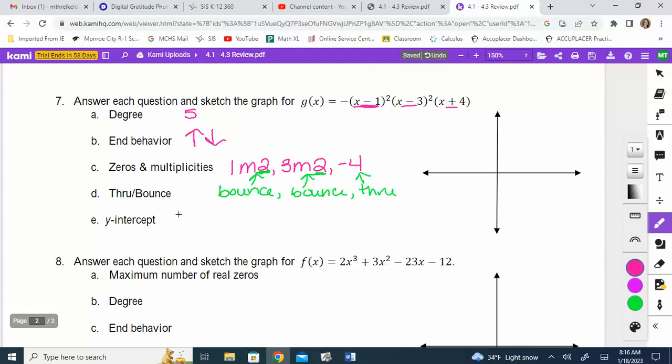Alright, how do we find the y-intercept? Plug 0 in for x. So 0 minus 1 is negative 1, squared. 0 minus 3 is negative 3, squared. 0 plus 4 is 4. Negative 36.